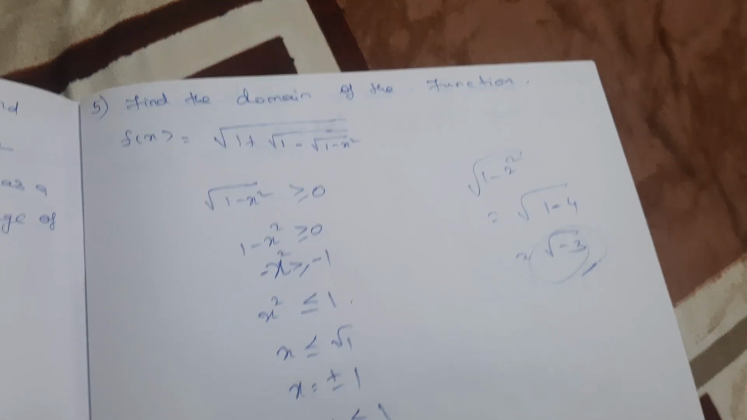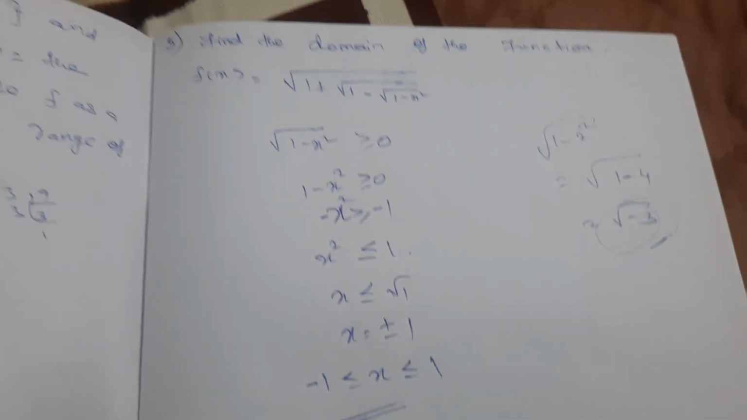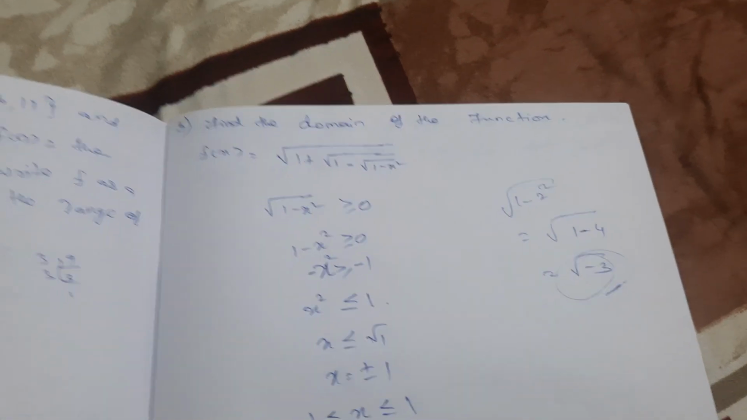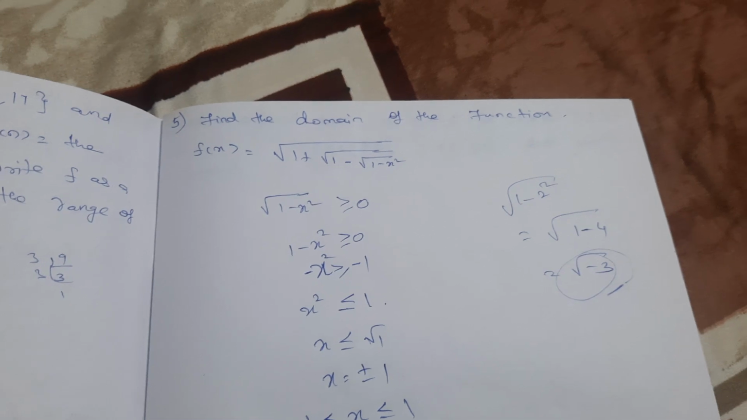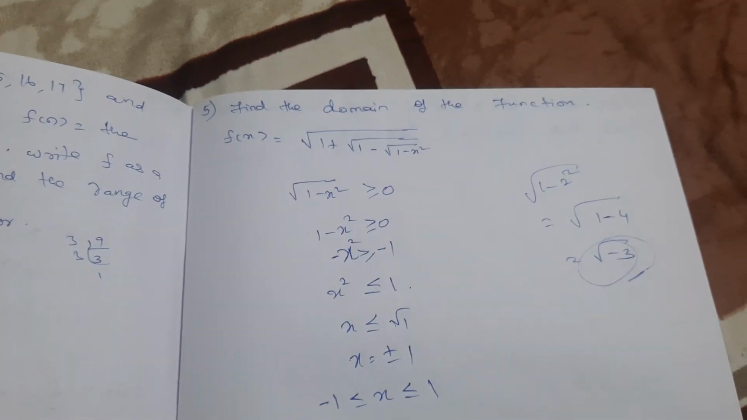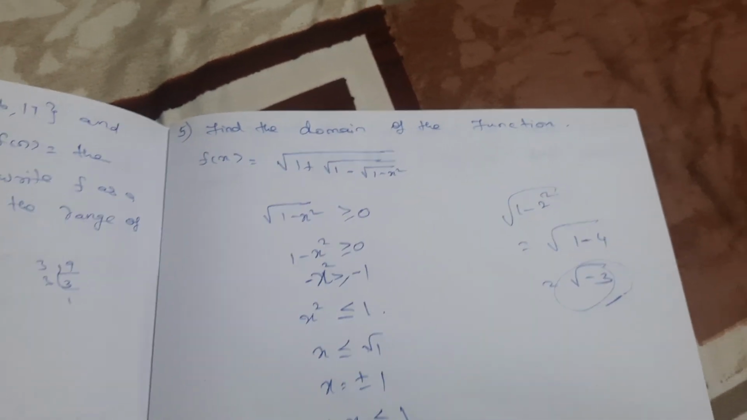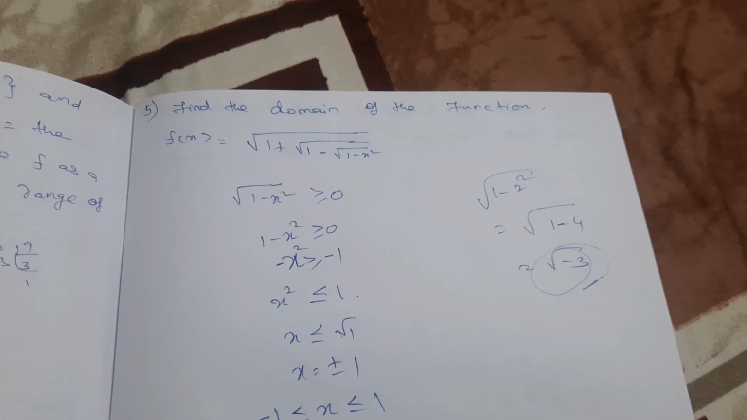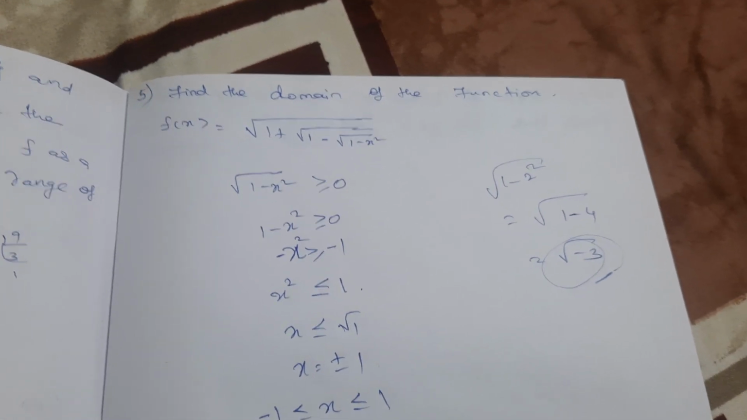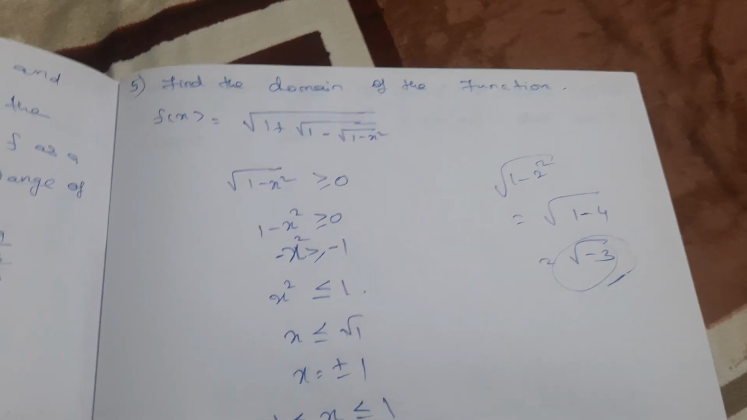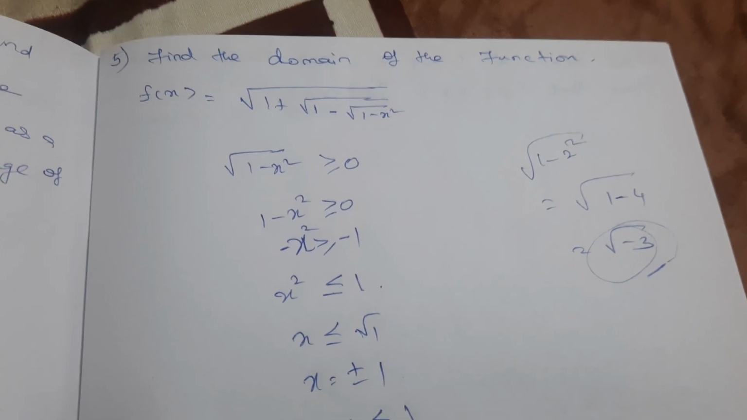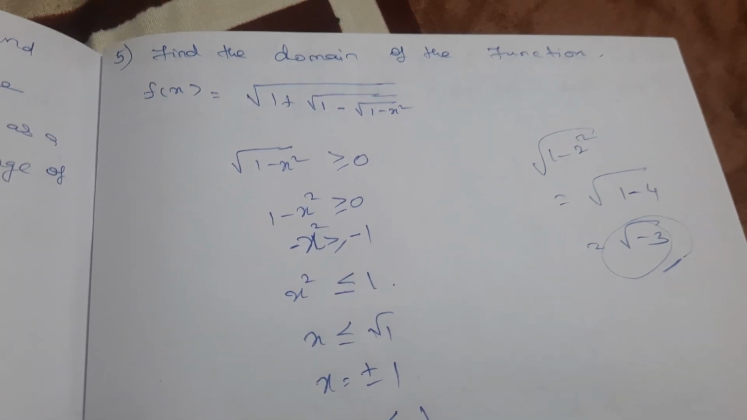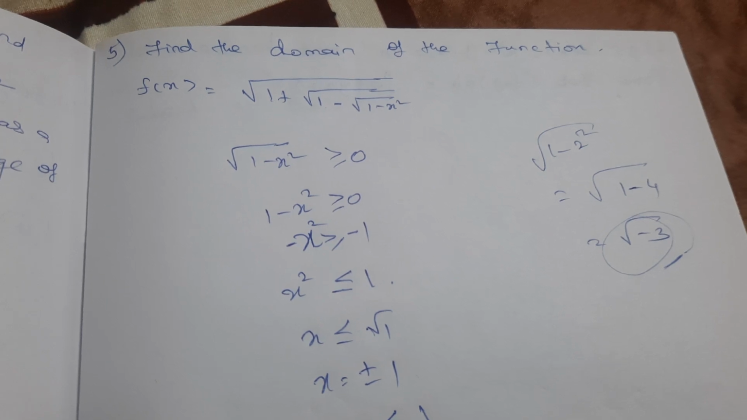Find the domain of the function. The function f of x equals root of 1 plus root of 1 minus root of 1 minus x squared is given. We need to find the domain. For the domain, you focus on where the x terms are. Where is x? That is the domain. So here, in root of 1 minus x squared, there is an x value. So for the domain, we look at which values work.